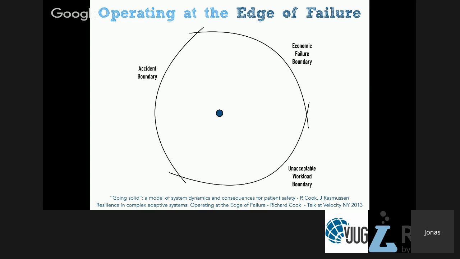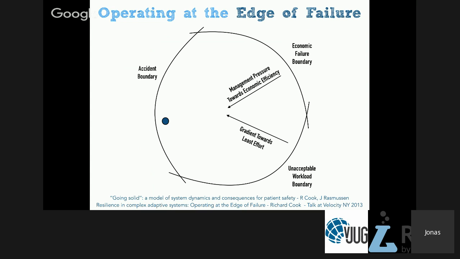And then we have three different pressures. First, we have the pressure for economic efficiency, pushing the operating point away from the economic failure boundary. Management is always scared that you will go out of business, right, and tries to cut costs and stuff, to be more economically efficient. Then we naturally, as humans, have a gradient towards least effort. We don't want to do more work than absolutely necessary. And these two tend to push the operating point towards the accident boundary. And then we get a failure.